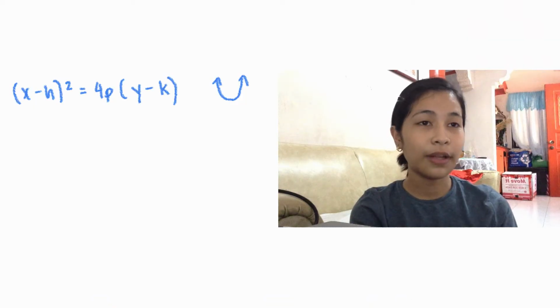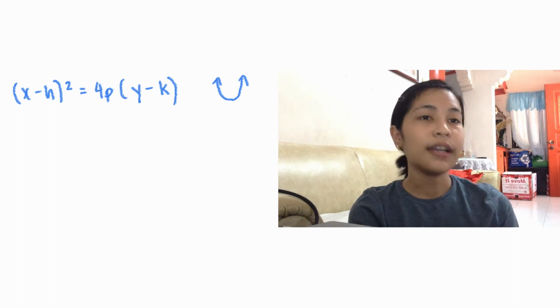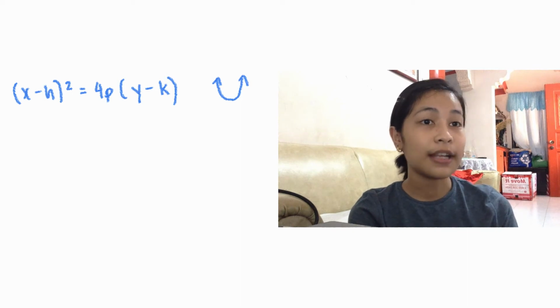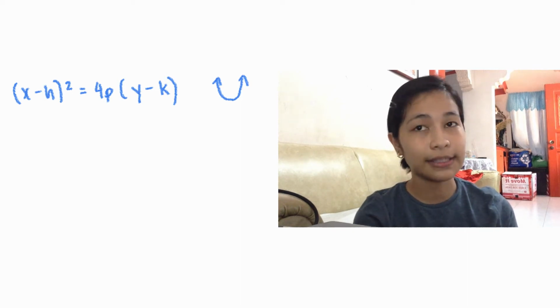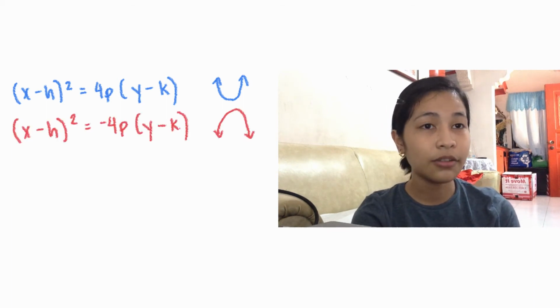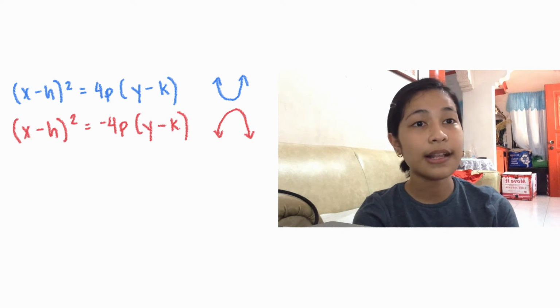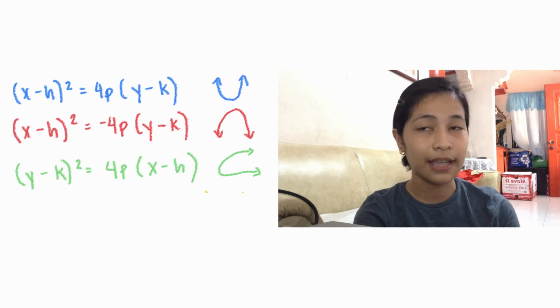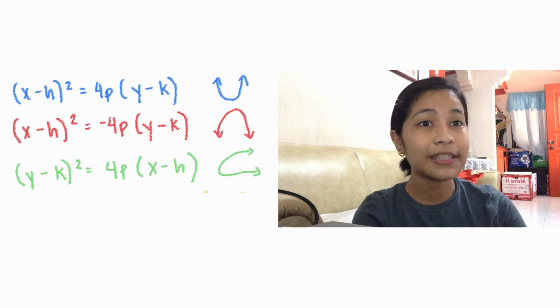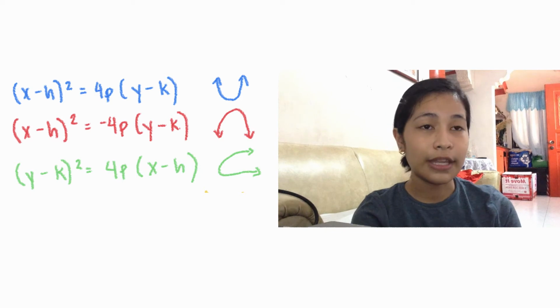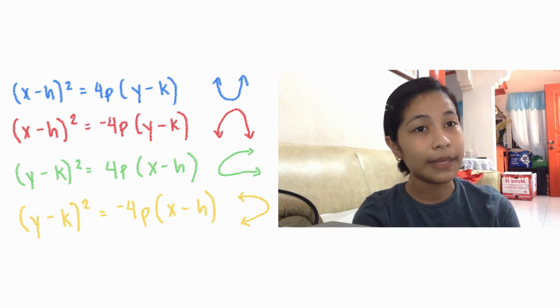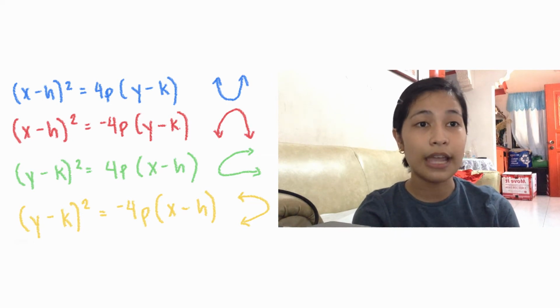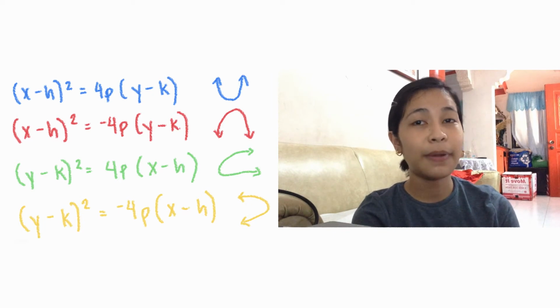So, to give you an overview about figure identification, here is an example. First, quantity x minus h raised to 2 equals 4p, quantity y minus k. It says that it opens upward because the 4p is positive and it opens on the x-axis. However, if it is quantity x minus h raised to 2 equals negative 4p, quantity y minus k, it will open downward since the 4p is negative and it still opens on the x-axis. While if it is quantity y minus k raised to 2 equals 4p, quantity x minus h, since the 4p is positive and it opens on the y-axis, it opens rightward. However, if it is quantity y minus k raised to 2 equals negative 4p, quantity x minus h, since the 4p is negative and it opens still on the y-axis, it means that the parabola opens leftward.